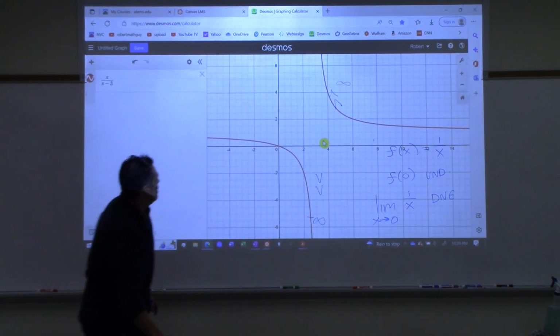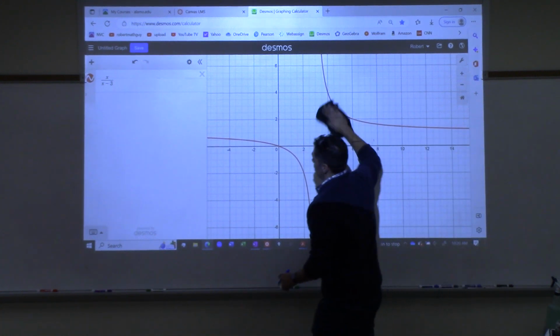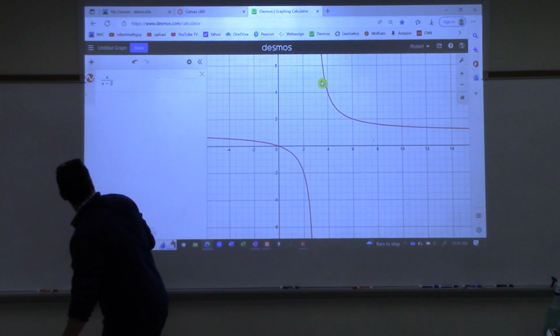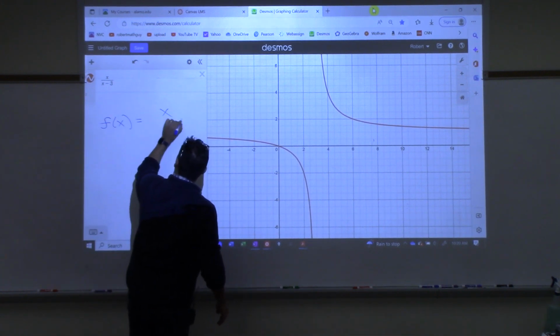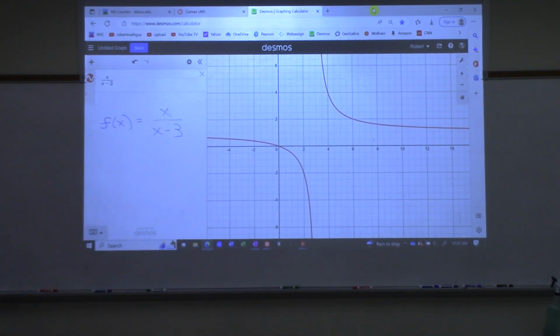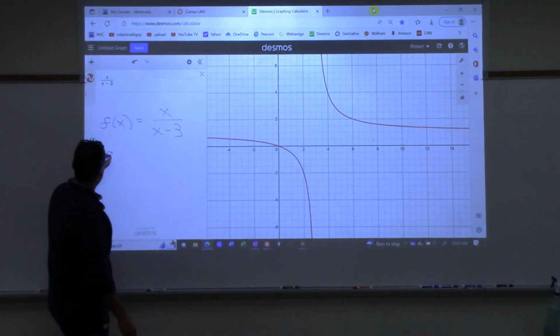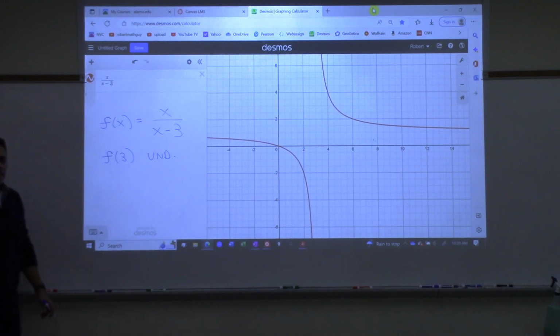Okay, what we're looking at here is the graph of the function f of x, in case you can't see it there, is x over x minus 3. Take a look there. And can you plug 3 into this? Are you allowed to plug 3 into that function? No? Right? F of 3 is undefined.